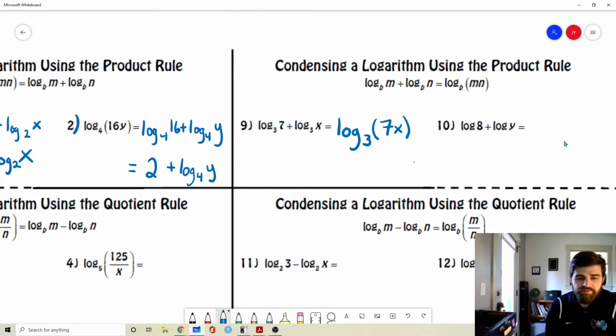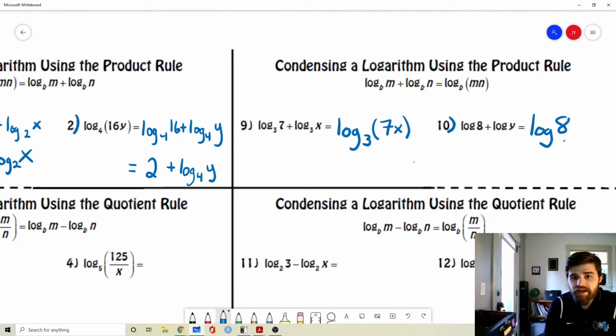All right, the next one, 10 here. We have log 8 plus log y. Notice we don't see a base here. That's because we're dealing with a common log. We do have a base. It's 10. Okay, so log base 10, we don't write the base. Okay, so again, I can just shove these together, 8 and y.